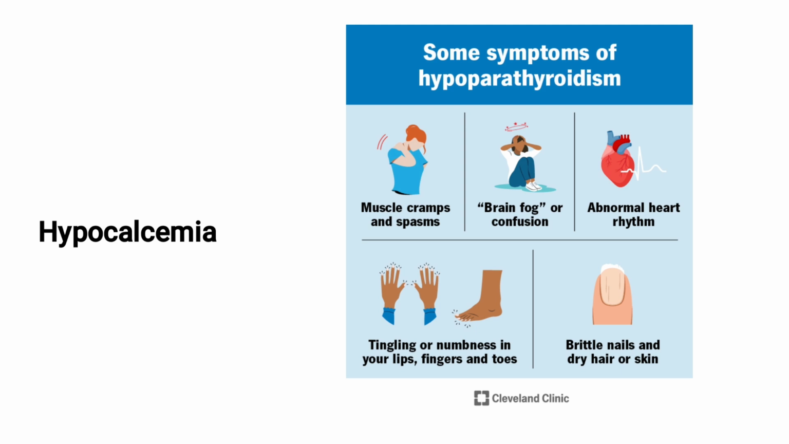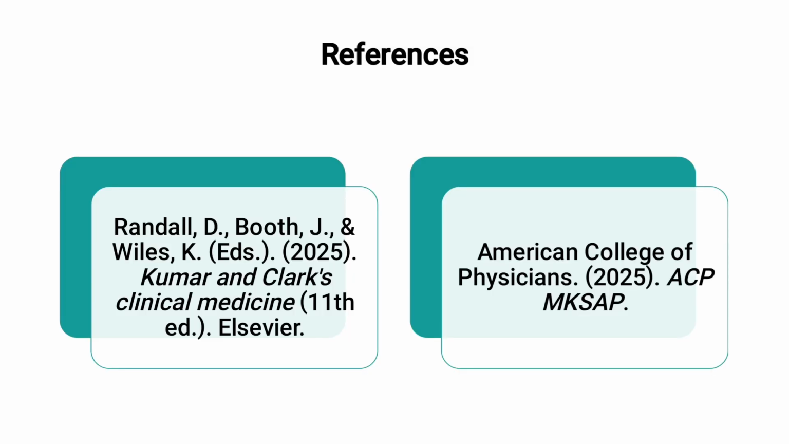There's another scheme for muscle cramps and spasm. Brain fog, already mentioned this. You can check it again. And this is the reference.